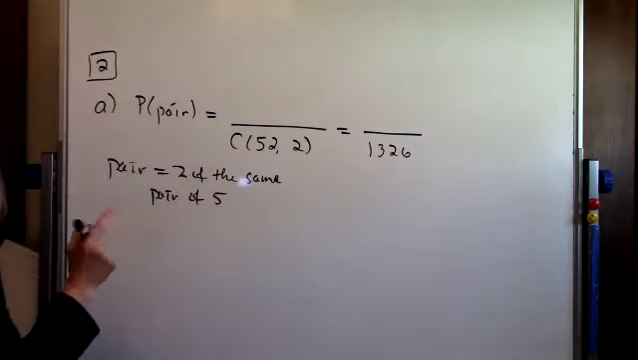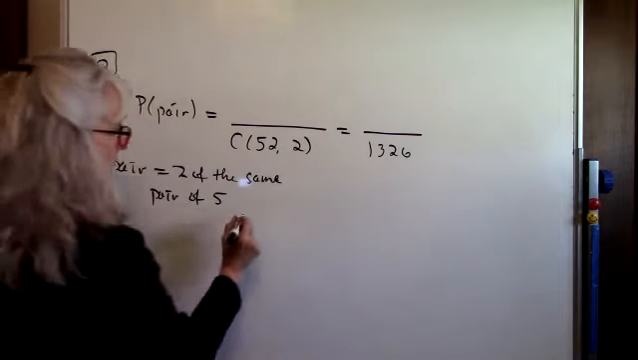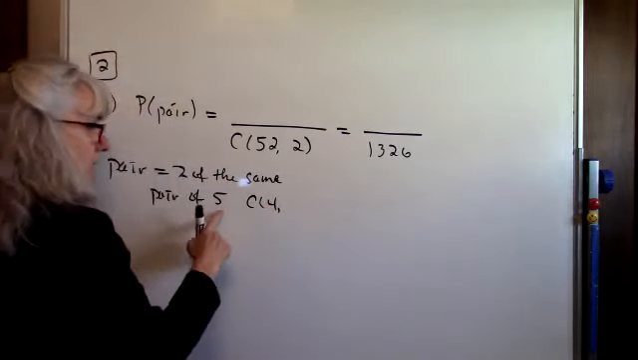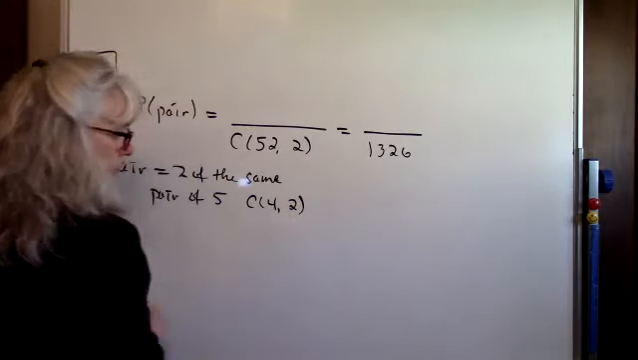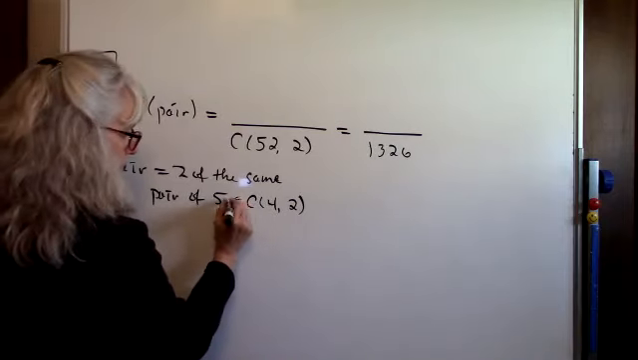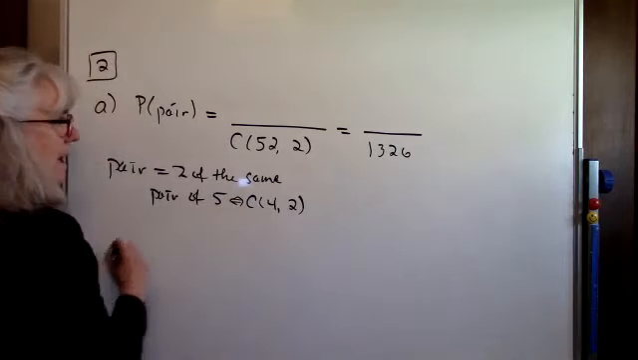So what we're going to do to figure that part of it out is figure the combination of the 4 cards that make up the 5s. We need to pick 2 of them. So that's the number of ways of picking a pair of 5s. Okay, they're very good with that, I hope.